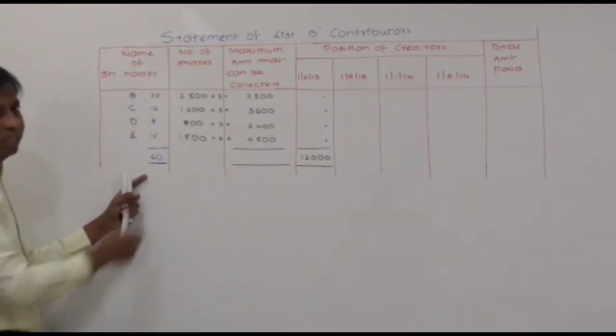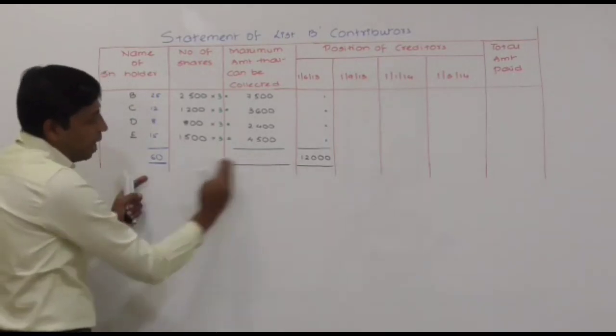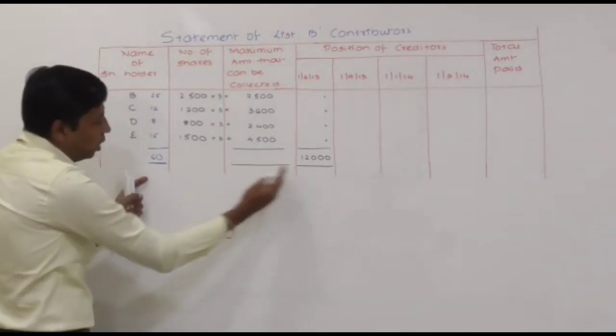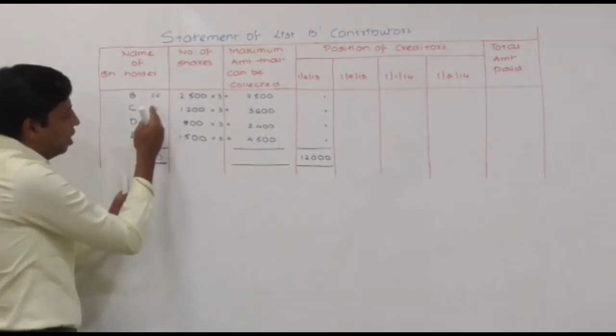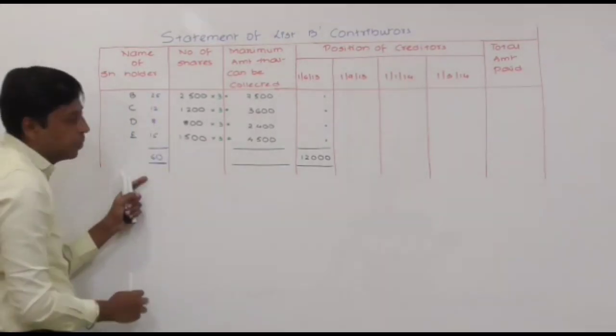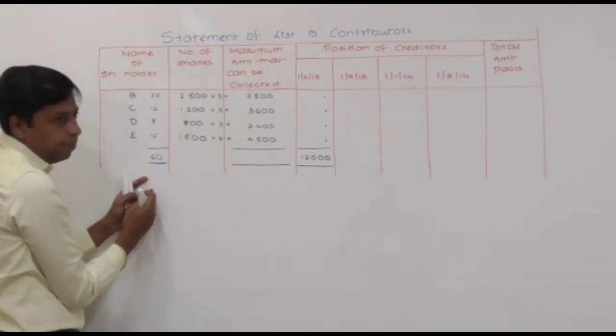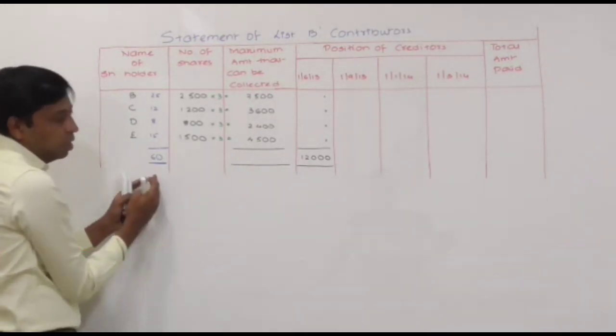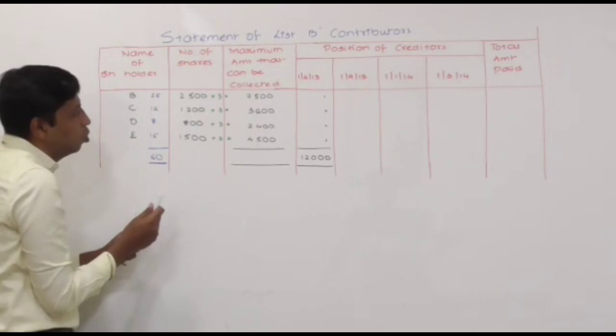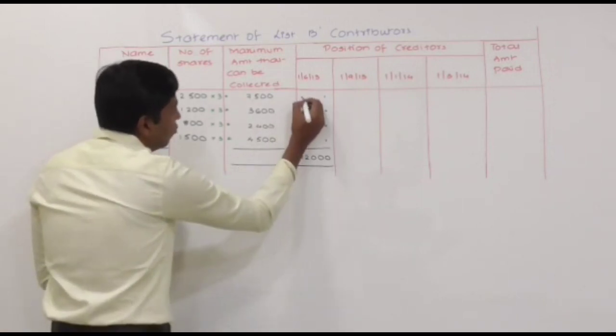So 60 is the total ratio. ये ratio में 12,000 को divide करना है. So 12,000 is to be divided in the ratio of 25, 12, 8 and 15, with a total of 60. So let's take a quick calculation. 12,000 divided by 60 is 200. 200 into 25 gives me 5,000.